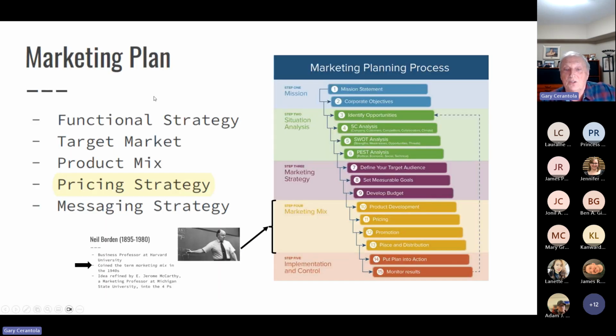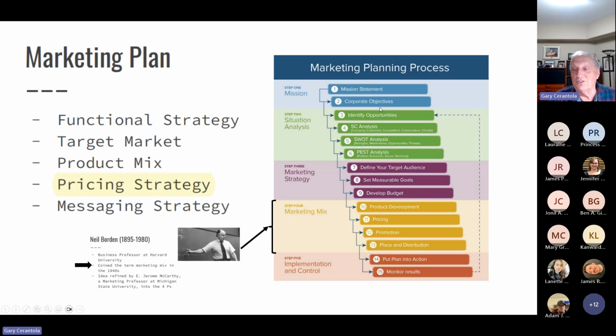Okay, so take a look at the components of the marketing plan. It has the functional strategy. How are we going to market to these people? Who are our target markets going to be? And that's mainly related to the ideal customer. What's our product mix? And oh, by the way, remember Neil Borden is one of the theorists. He coined the term marketing mix. And really what marketing mix is, is the components of the marketing strategy, the functional strategy going forward, being led by the strategic and business plans, and then the messaging strategy.